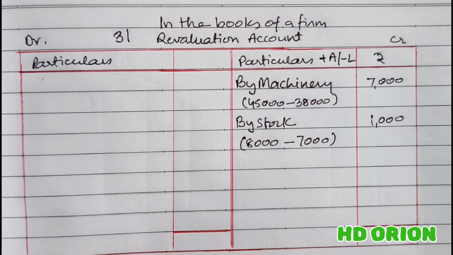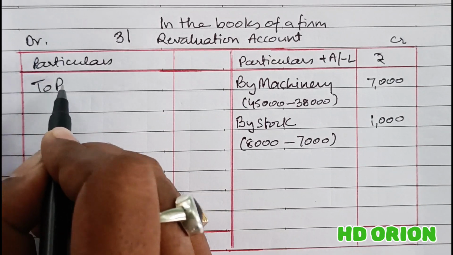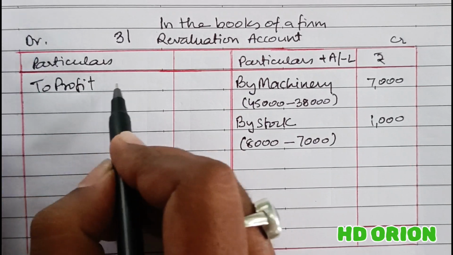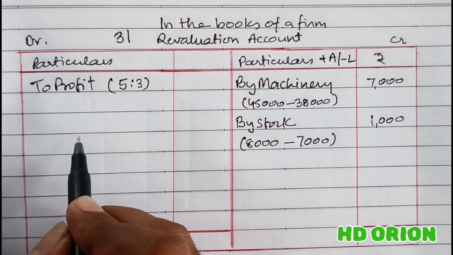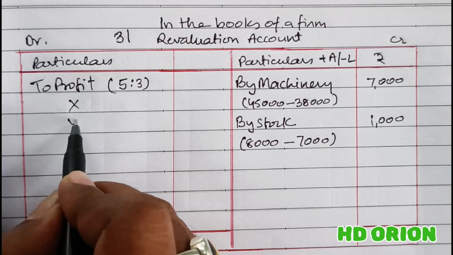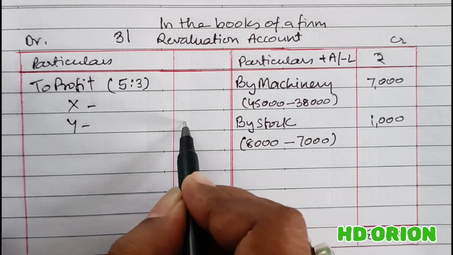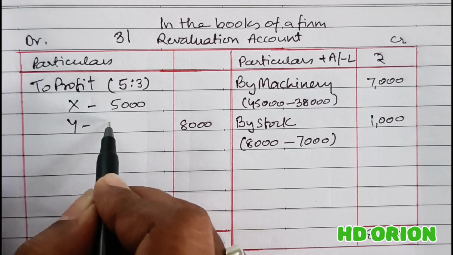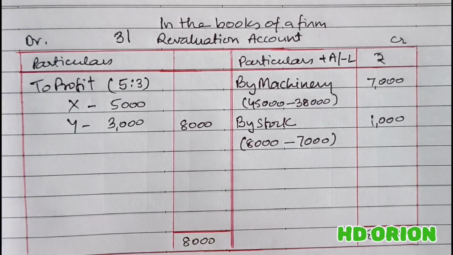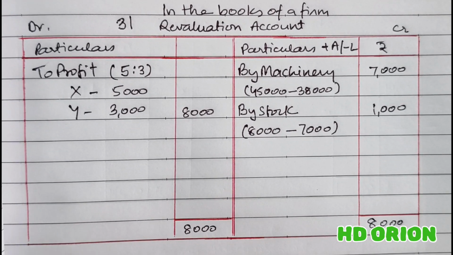So we get a profit of, that is credit balance to profit on revaluation, and it will be given to the partners in their old profit sharing ratio, that is 5:3. So to partner X and to partner Y, 8,000. When you break this, X is getting 5,000 and Y is getting rupees 3,000. This way revaluation account is prepared.